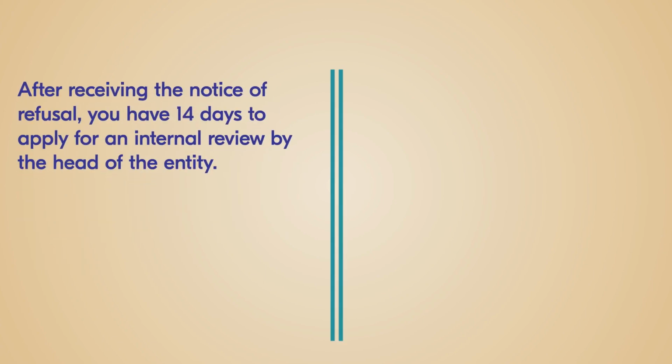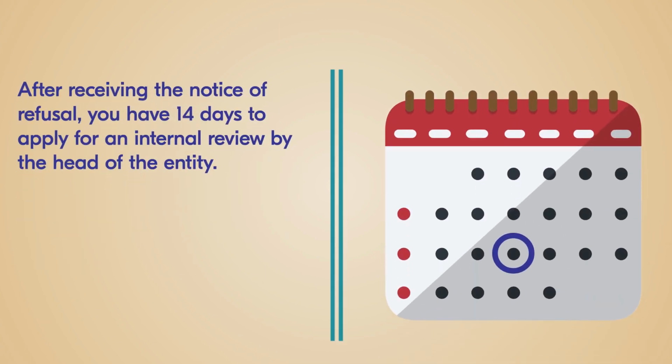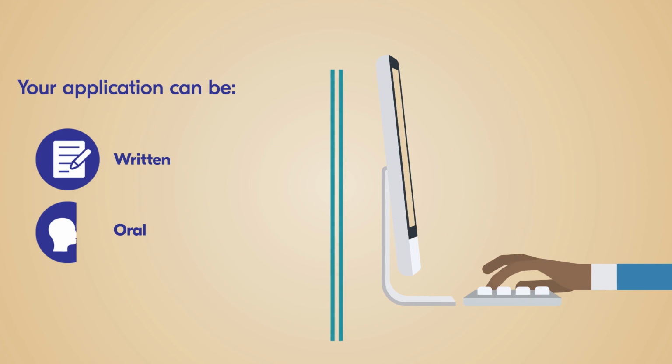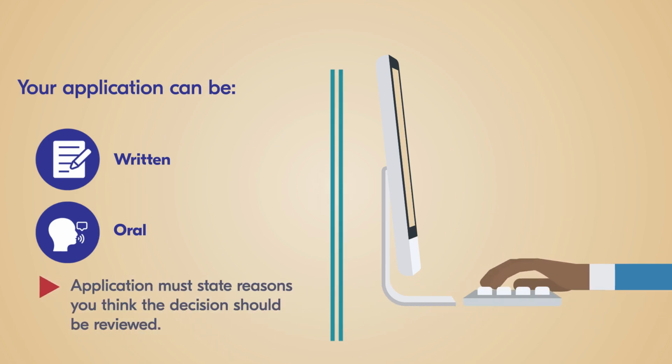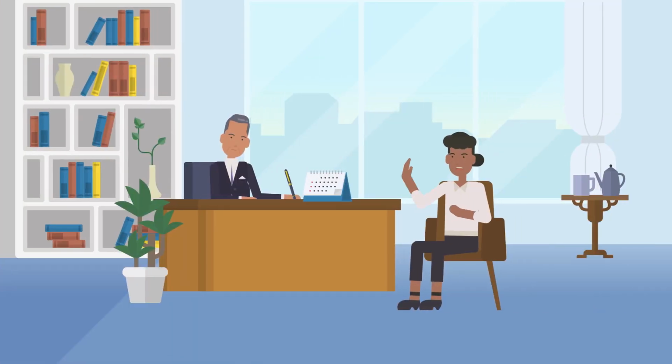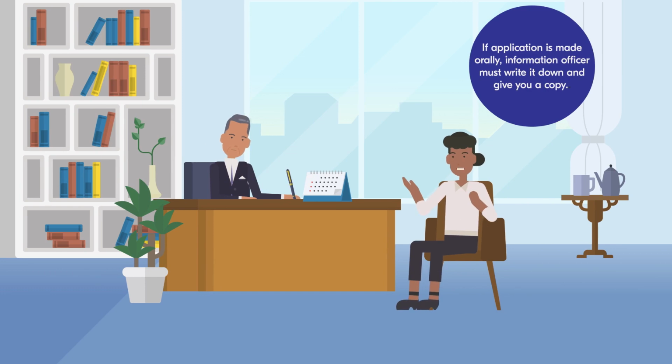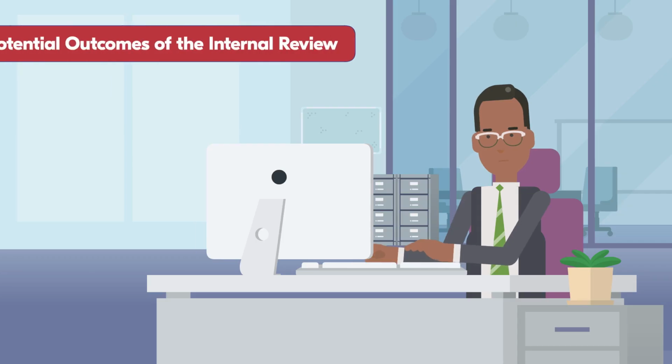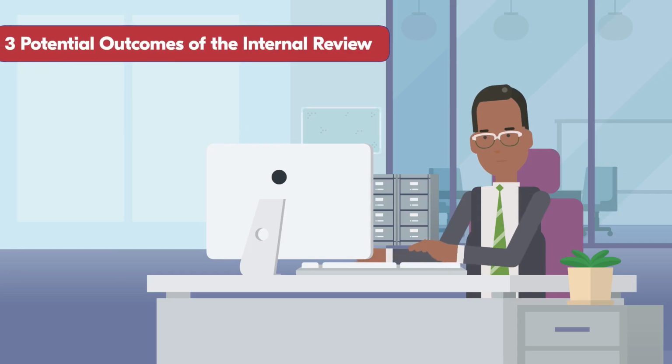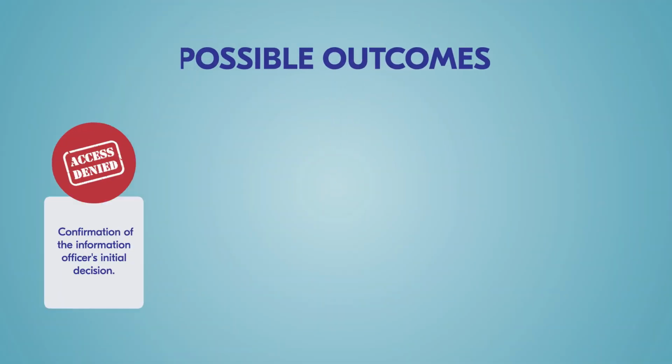Step 2. Internal review by the head of the entity. After receiving your notice of refusal, you have 14 days to apply for an internal review of the decision by the head of the entity. You can apply for an internal review in writing or orally. Your application must set out the reasons why you think the decision should be reviewed. If your application is made orally, the information officer must write it down and give you a copy to confirm what you said.